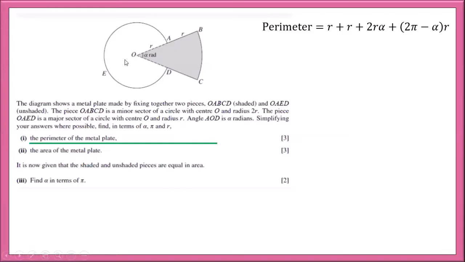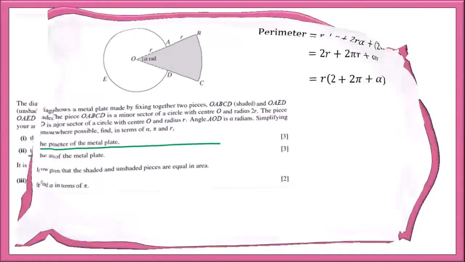So the 2 pi minus alpha refers to the angle going all the way around here, because there's 2 pi in a circle, right? So 2 pi minus alpha here. So that's telling me that I've got r here plus 2r alpha, which is this arc length here, r there, and then (2 pi minus alpha) r to find the arc length of the rest of the circle there. Tidy that up a bit, gives me r times (2 plus 2 pi plus alpha).